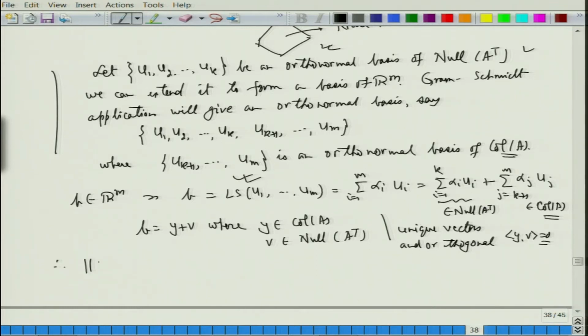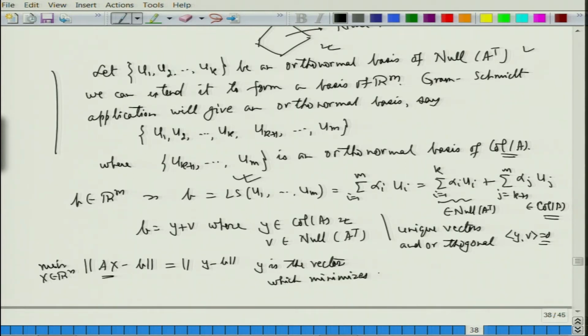So, therefore, when I am looking at this thing, so if I want to look at the minimum over x belonging to Rn of the norm of Ax minus b, then this is attained by, alright, I have to take something from the column space, so I have to take y belonging to the column space. So, this is attained by y minus b, alright. So, y is the vector which minimizes a star, alright. But what is y? y is an element of column space.